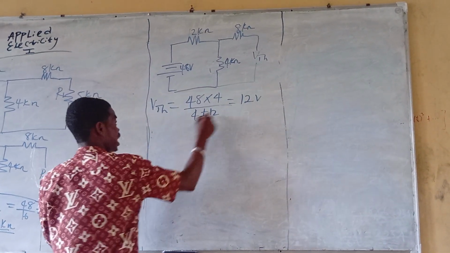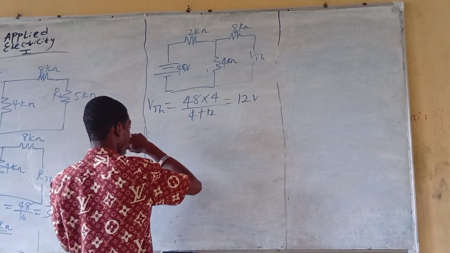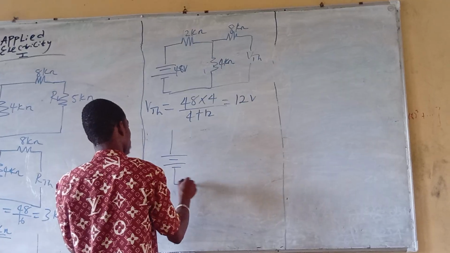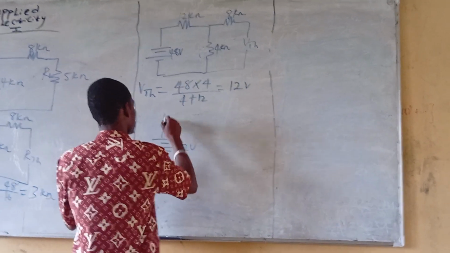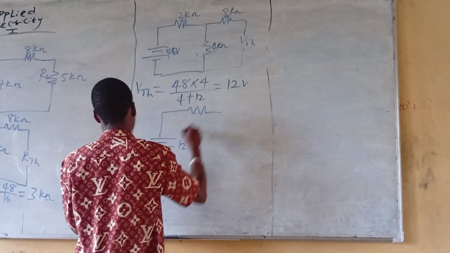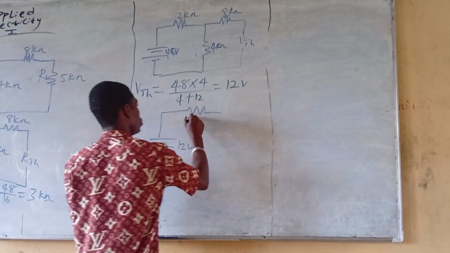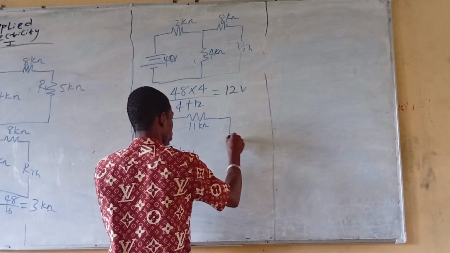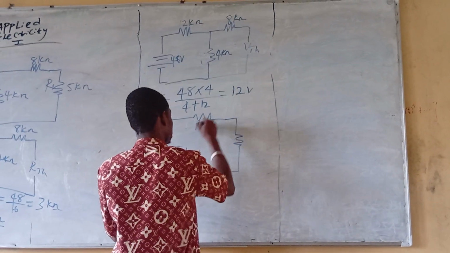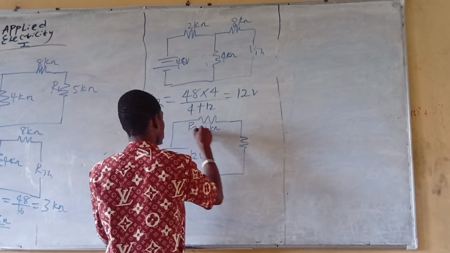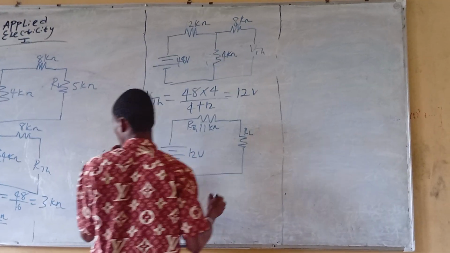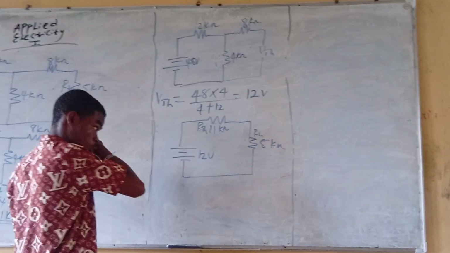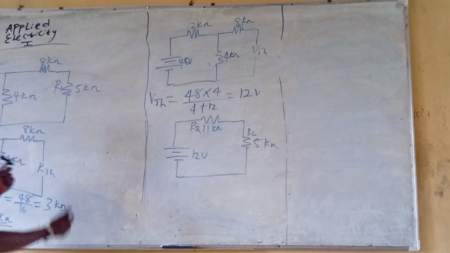So let's draw the equivalent Thevenin circuit. Thevenin's voltage 12 volts, then your RTH, that's going to be 11 kilo ohms. Then what else? The load resistance. This is your RTH, the load resistance. The load resistance is 5 kilo ohms. So how do you go about calculating? I gave you a simple formula.